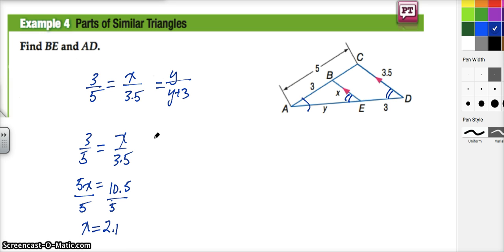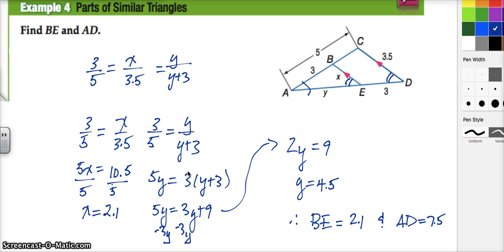Similarly, I need to set up, and I'm going to use this one and not the decimals. So 3 to 5 is equal to Y to Y plus 3. And I'm going to cross multiply. And when I work that through, making sure I put this in parentheses and using distributive property, solving, I get that Y is equal to 4.5. Since we were looking for AD, I added 4.5 to 3 and got 7.5. And since X was just BE, I got 2.1.